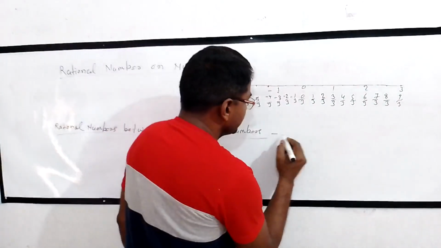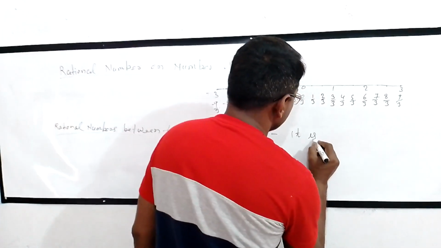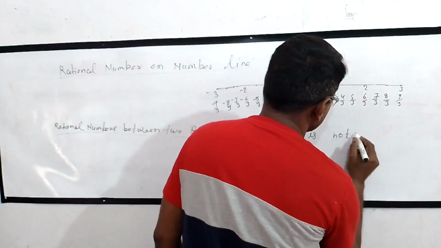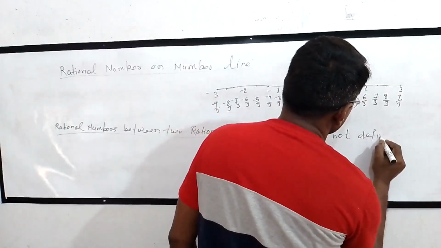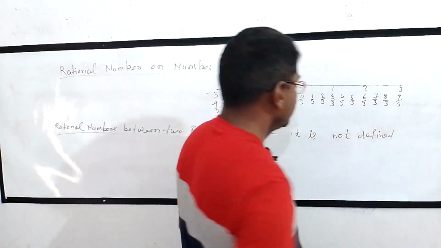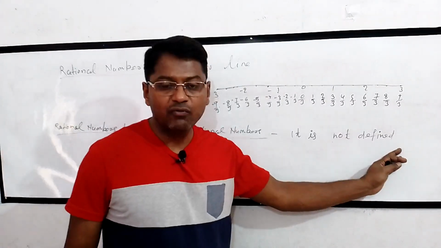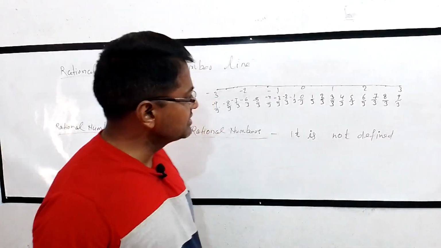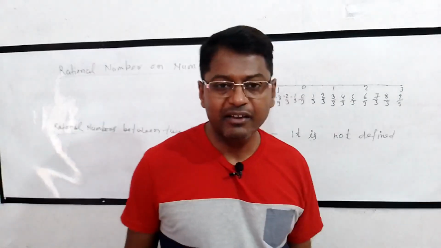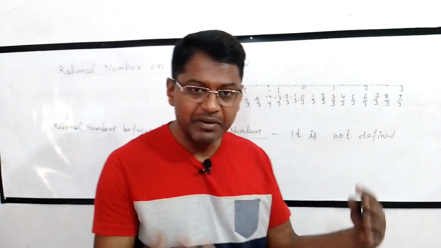It is not defined. Rational number between two rational numbers is not defined. Why is it not defined? It is not defined because there are unlimited, infinite rational numbers in between two rational numbers.